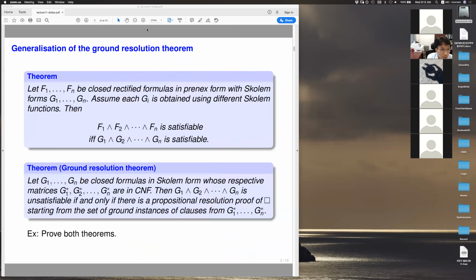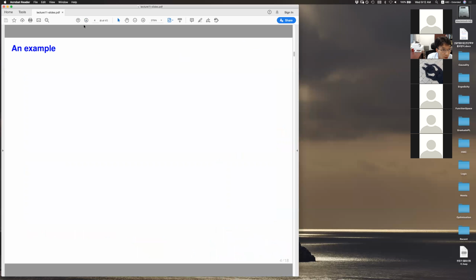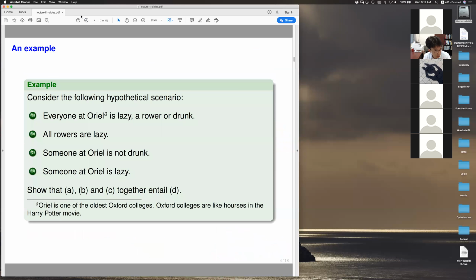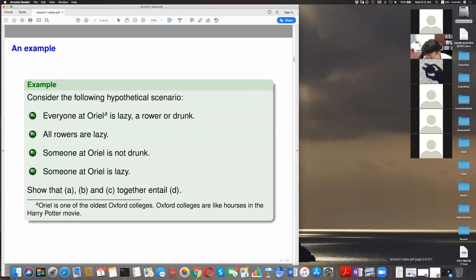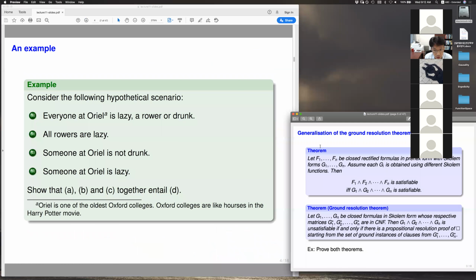So now, here's one example I want you to solve. Let me show, okay, that's the slide which contains the strategy.